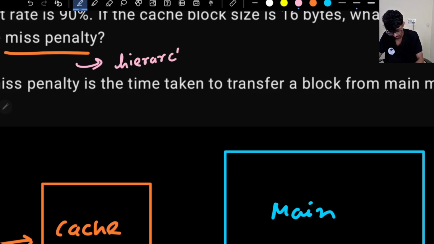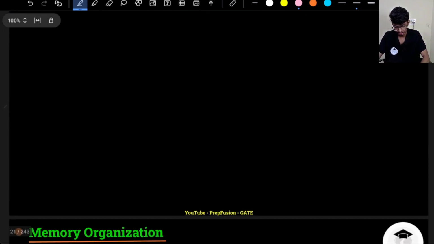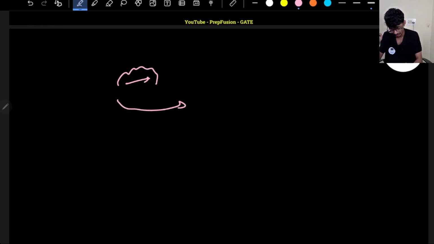What do you mean by miss penalty? Miss penalty basically means if I have missed, I have to pay a penalty. What happens in the hierarchical access? First the CPU goes to the cache memory. As it is a miss, then it tells the main memory to start. This part is the penalty. I have to waste T cache period of time to check whether the data exists on the cache memory or not. Both of them could have started simultaneously.